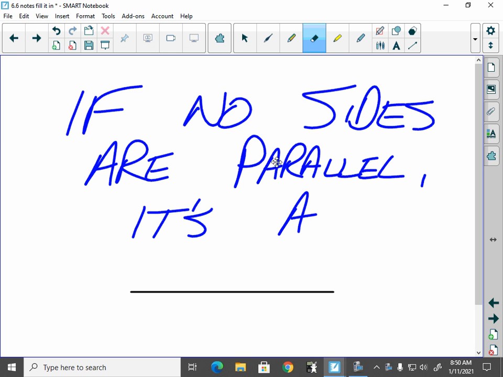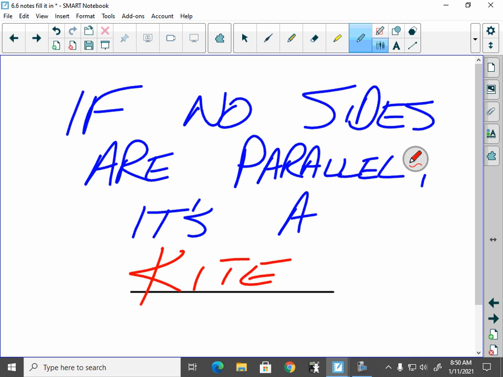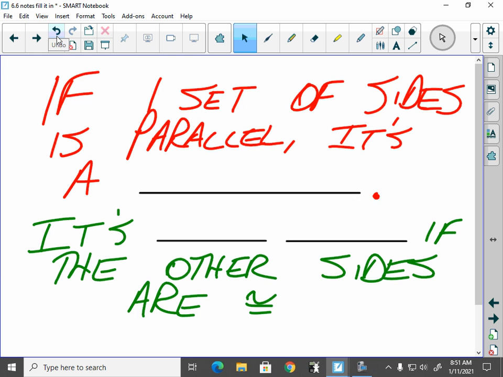If no sides are parallel, it's a kite. So think about the drawing for a kite. The top and bottoms aren't parallel, and the left and rights aren't parallel. But remember, a kite's symmetric, but nothing's parallel. Okay? If no sides are parallel, it's a kite. Ready? Go fly a kite.